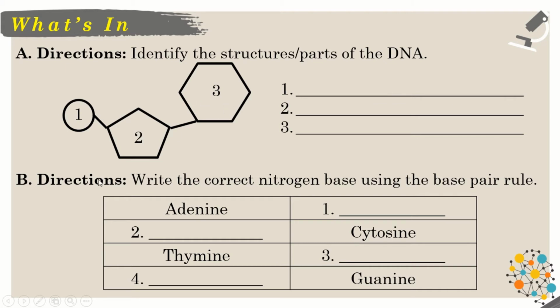Okay, for B, you just have to write the correct nitrogen base pairing rule. Again, we said that in your base pair rule, purine will be paired with pyrimidine. So adenine will be paired with thymine, while guanine will be paired to cytosine.